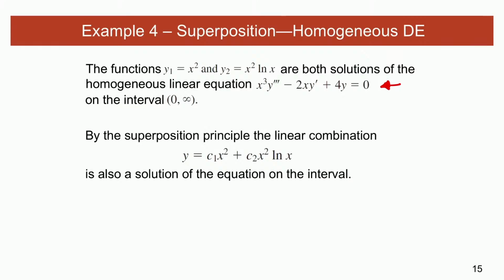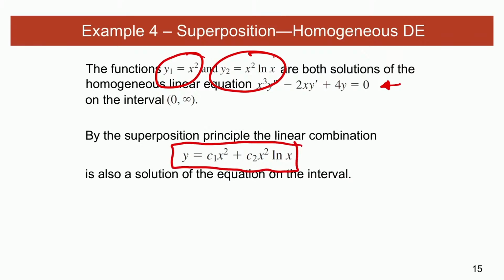And if you knew that that was a solution, you can double check this. The third derivative of x squared is 0. The first derivative of x squared is 2x, and of course x squared. So if you plug 0, 2x, and x squared into this, you do get 0. Same thing goes with this one. This one's a little bit harder to check, but you can do the third derivative and the second derivative and the first derivative and plug them all in. So anyway, as long as you know that these are solutions, then anything that looks like this will also be a solution. So that's kind of cool.